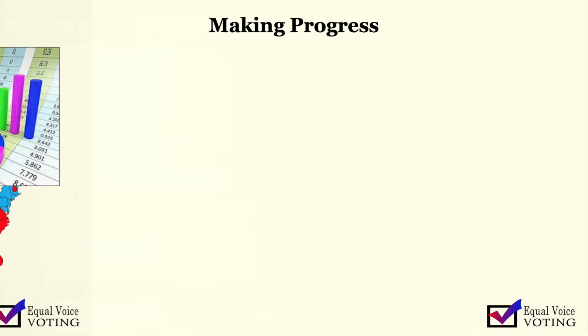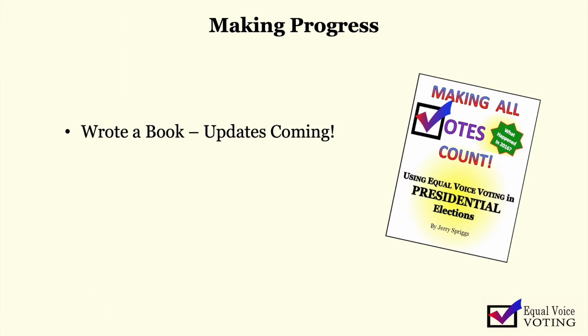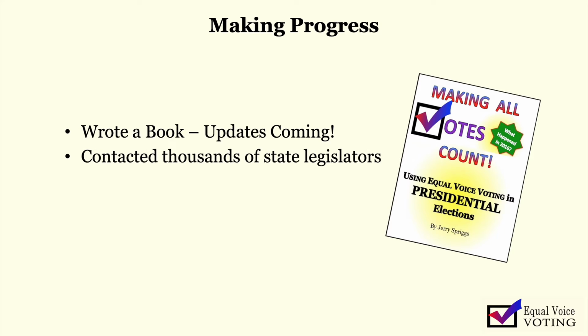Now here's the progress I've made so far. I wrote a book about equal voice voting, showing what I'd learned about those 15 elections. And I'm in the process of revising the book, and the new edition will include some history and constitutional law, and we'll also discuss the very structure of the Electoral College. And finally, I'll add in the 2020 election results in the new edition.